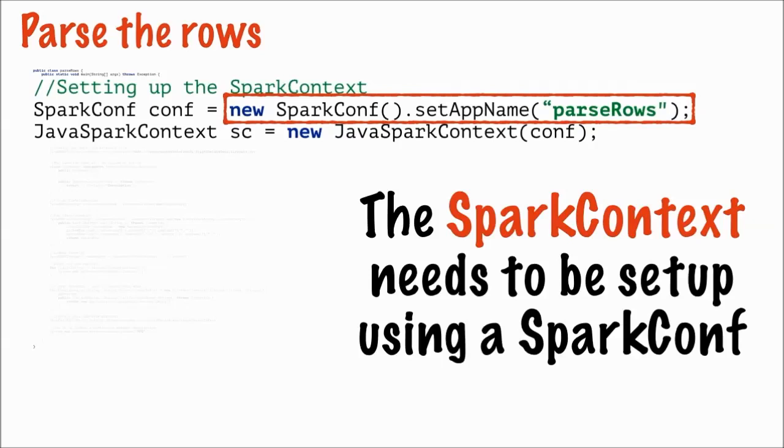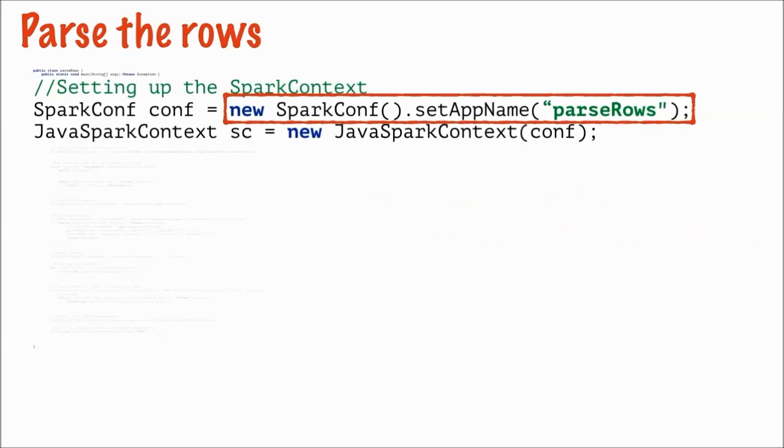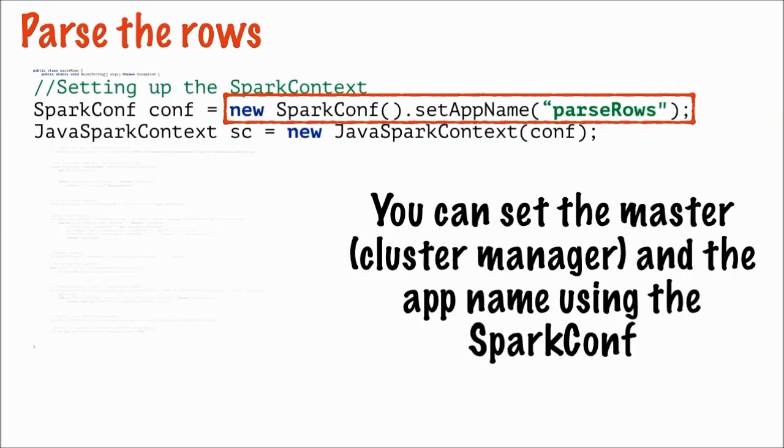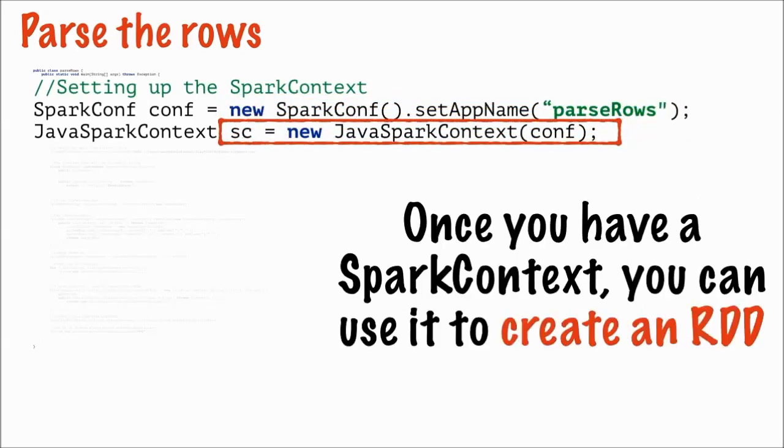The Spark context needs a Spark config, which specifies the configuration parameters the context should use. In the Spark config here, we've only specified the app name as ParseRows. You can set up the cluster manager or master, as we've called it back when we wrote the Python script. You can also specify the app name as we've done. And here is the Spark context object, the class new JavaSparkContext, which takes in a config. Once we have the Spark context, we're good to go. We can use it to create our RDDs.